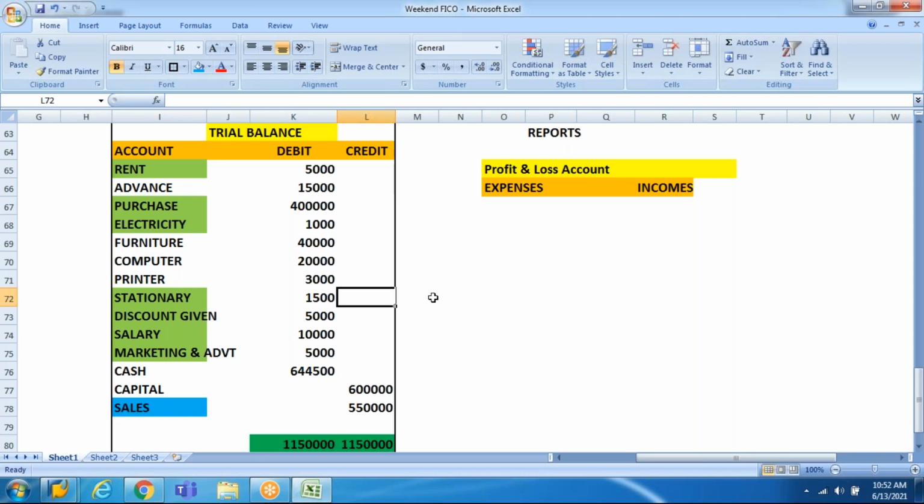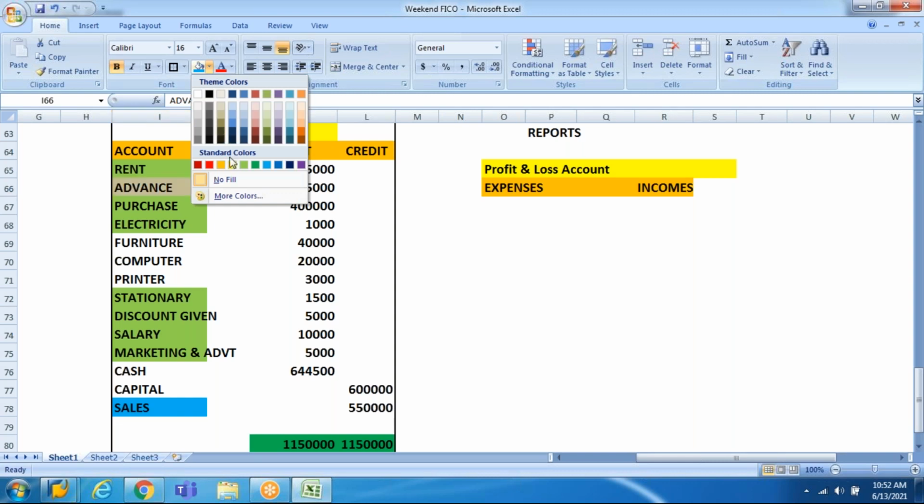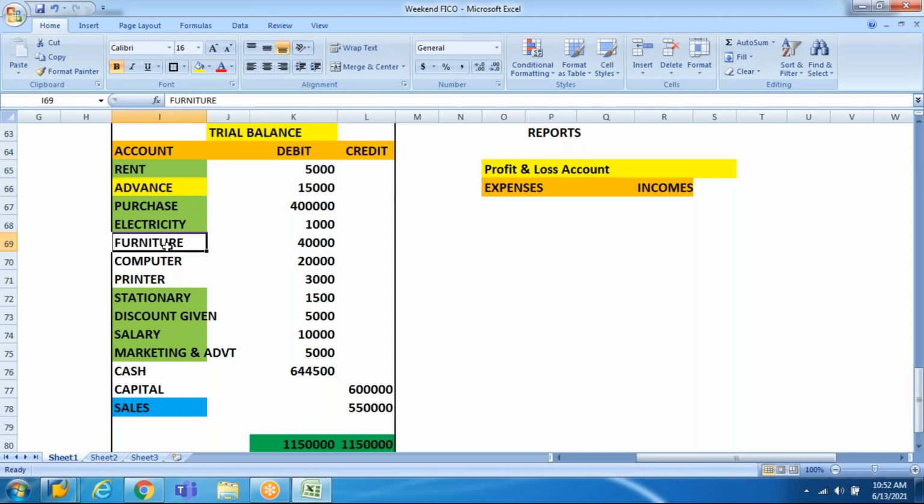Asset is always on the debit side. So for any asset, look at the debit side only. For any liability, look at the credit side. Okay. Asset: furniture, computer, printer. Advance is an asset. Furniture is an asset. Computer is an asset. Printer is an asset.